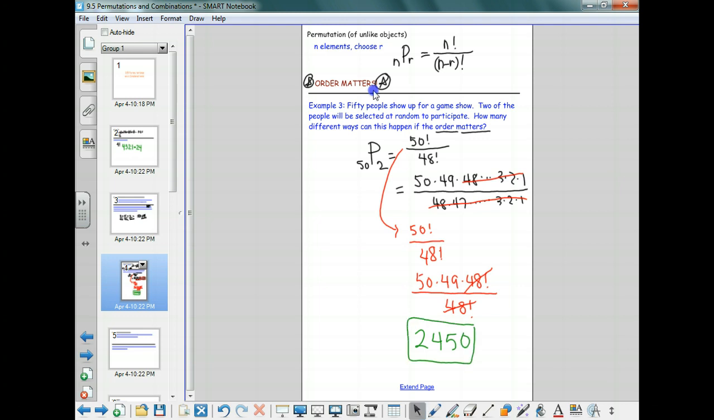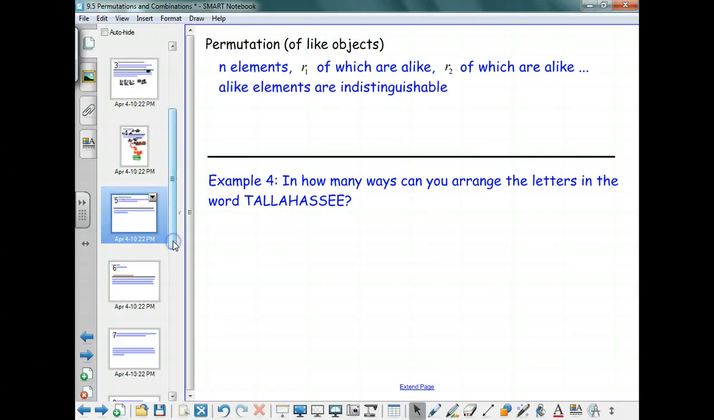So if we're selecting two contestants to play on the game show, out of 50 there are 2,450 different combinations, I'm sorry, I used the word wrong, different permutations, different ways in which we can select them if the order matters. Now, order doesn't always matter. So we'll get to that one in a minute. But let me talk one more time about permutations.